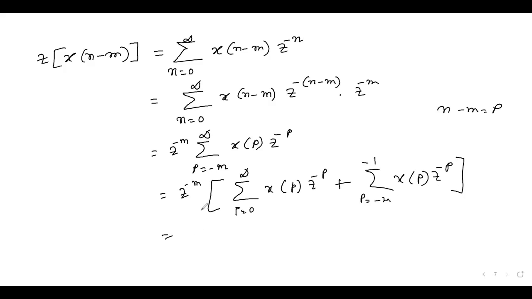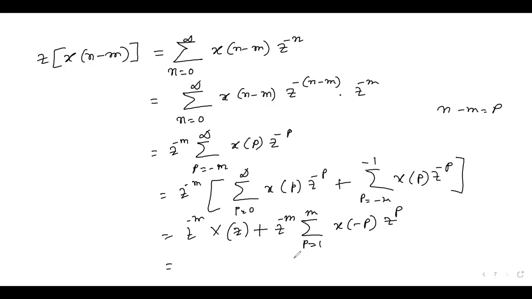So now you multiply with z to the power minus m. This is nothing but X(z). Plus z to the power minus m. You can change the limit. You can replace p by minus p. So that means this will be p equal to 1 to m. This will be x of minus p, and this will be z to the power p. All right.